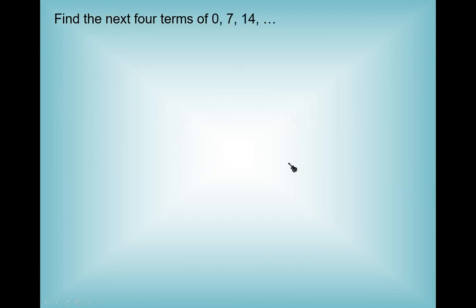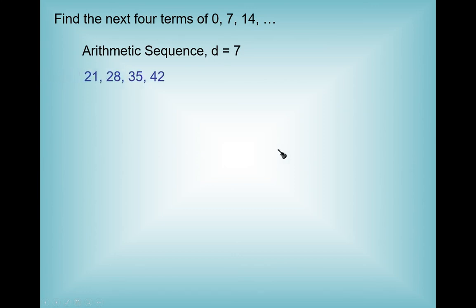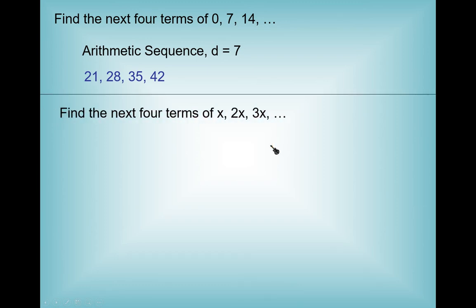So ito naman, find the next 4 terms of 0, 7, 14. Ano ang kanyang common difference? 7. So ito yung mga kasunod niya: 21, 28, 35, 42. Find the next 4 terms of x, 2x, 3x. So anong common difference niya? The difference is x. So 4x, 5x, 6x, 7x.